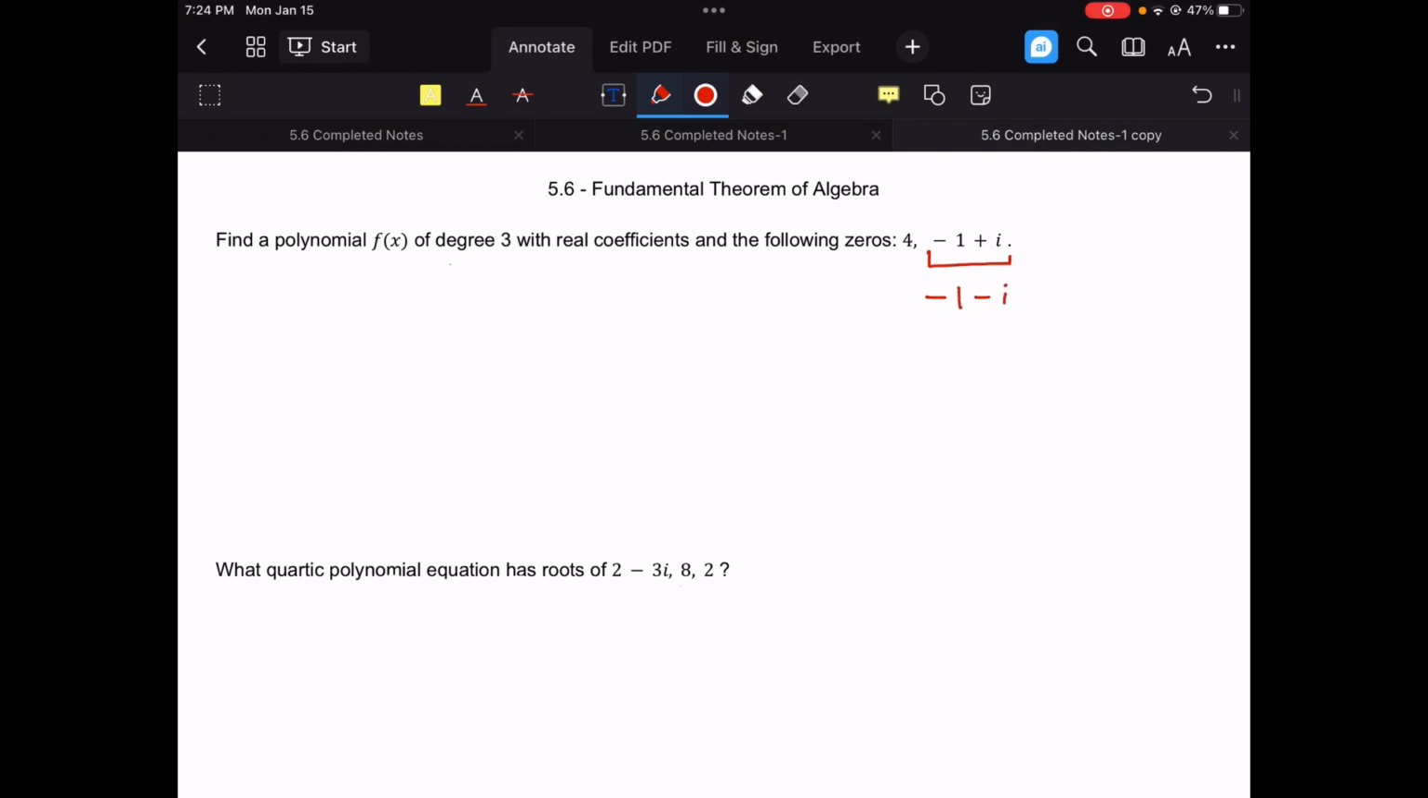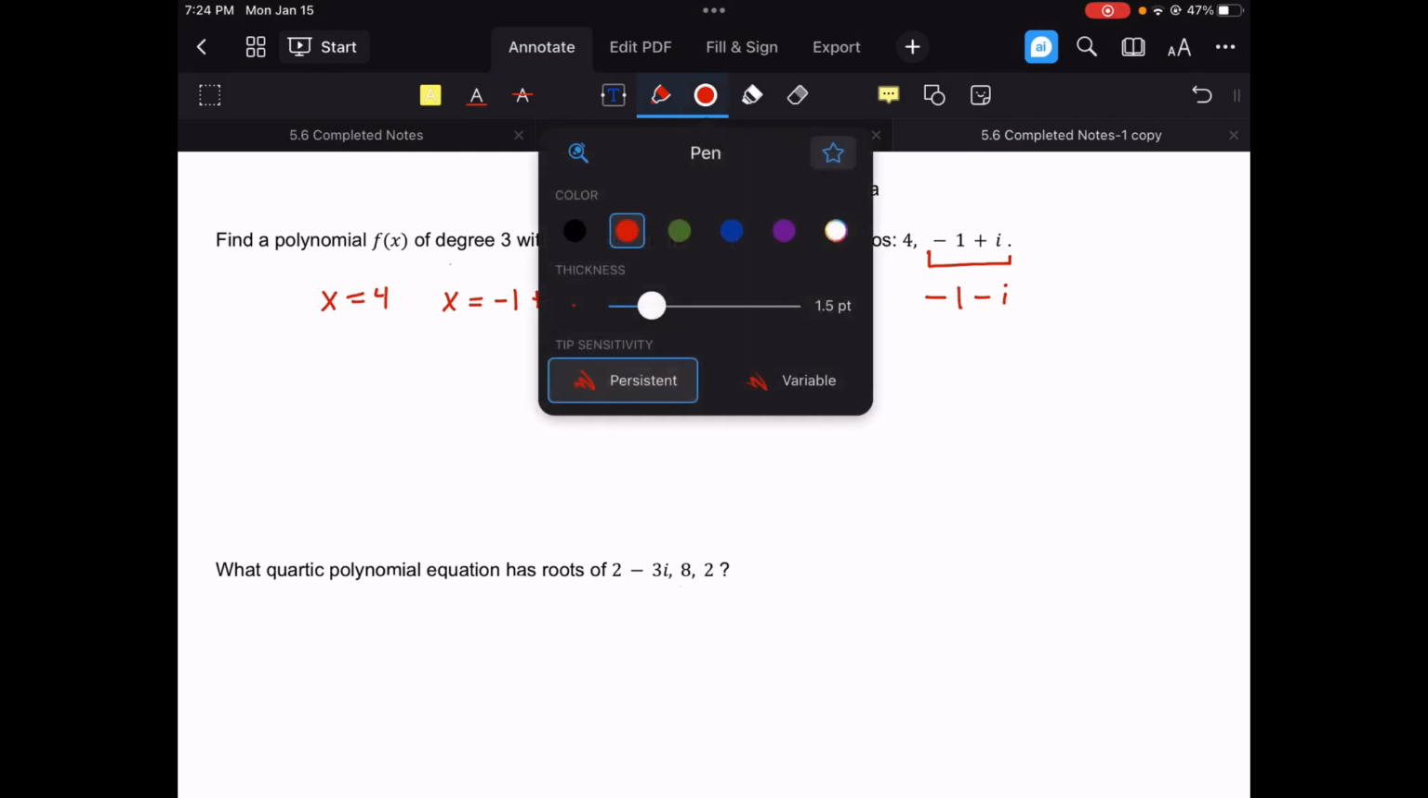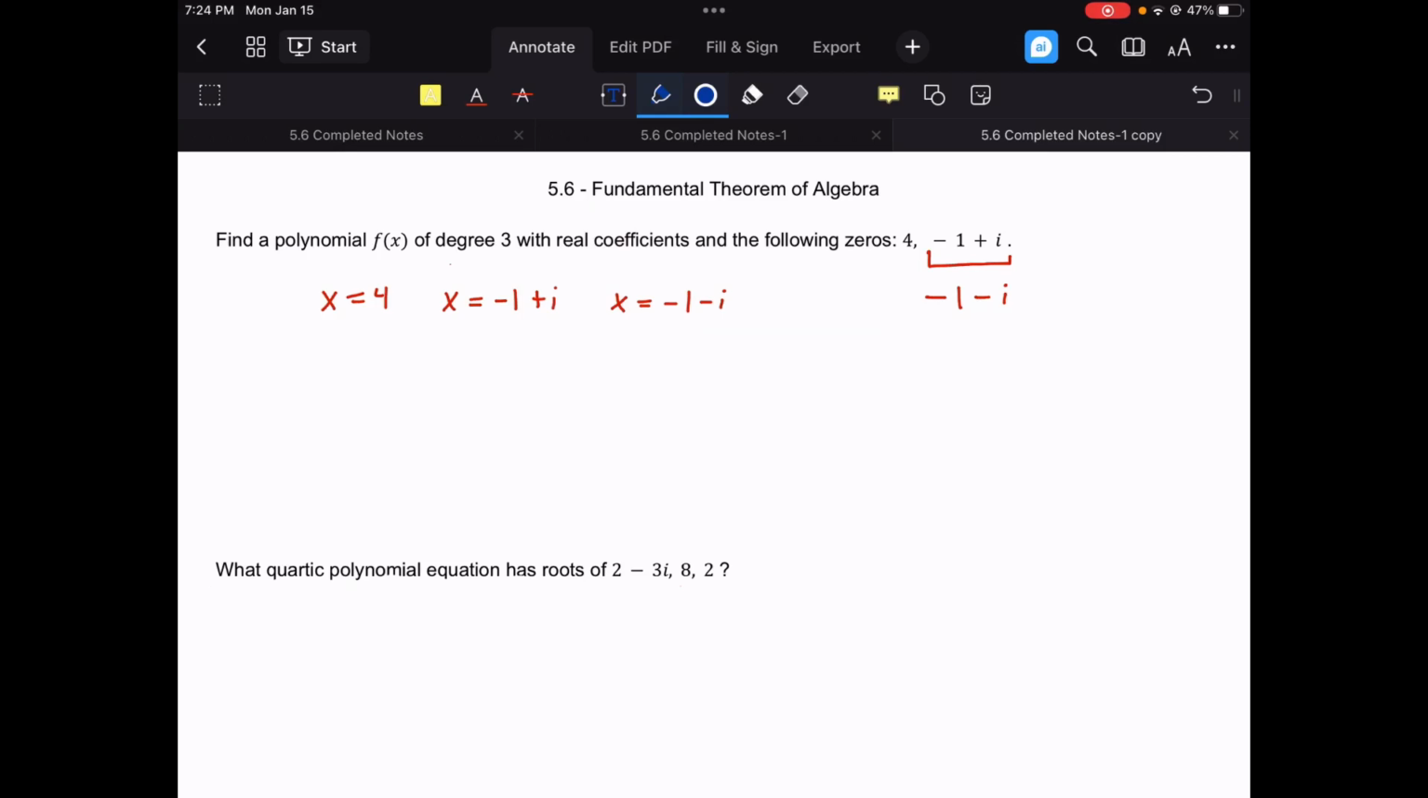So right now, and we're just going to leave this in factored form, we have our three zeros: x equals 4, x equals -1 plus i, and x equals -1 minus i. We're now going to put these into our factored form. So let's say y equals x minus 4, x minus (-1 plus i), and then x minus (-1 minus i).